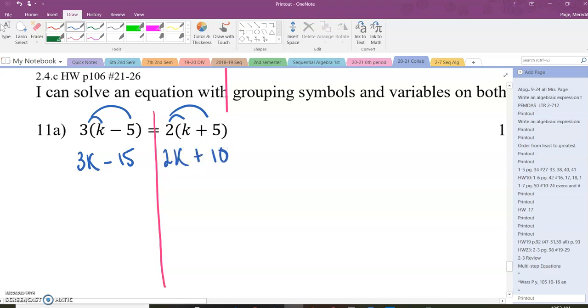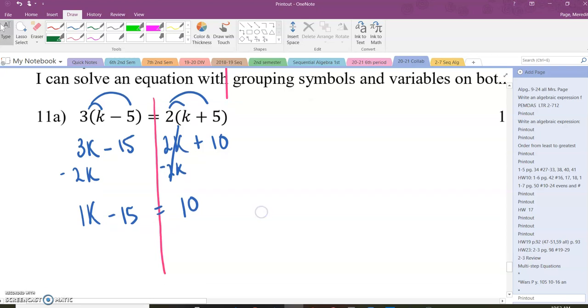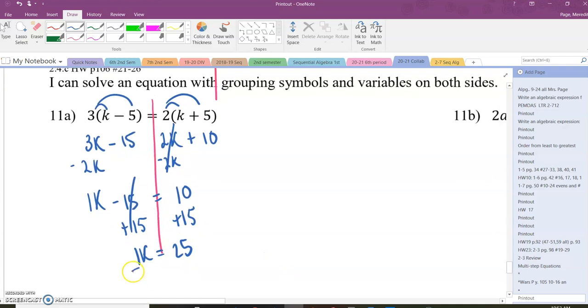Now I got to get my k's on the left side. Minus 2k. So 1k minus 15 equals 10. So I am going to add 15 to both sides. And then lastly, I'm going to divide both sides by 1, and k equals 25. When you guys show your work on the test later this week, make sure that you're showing every single step, okay?